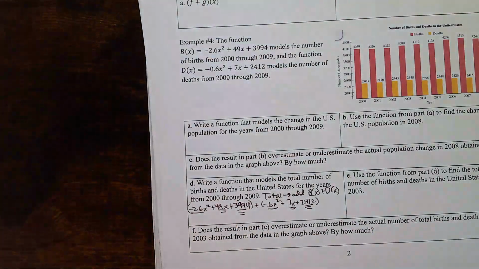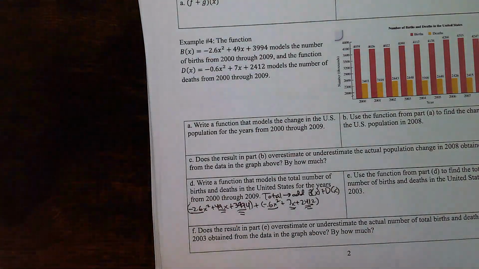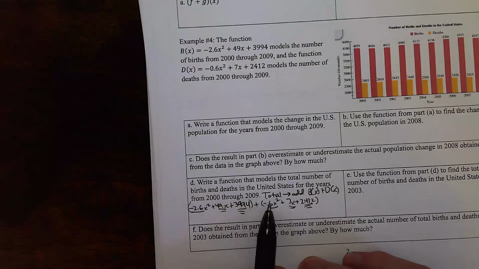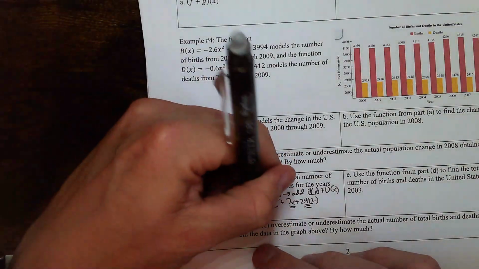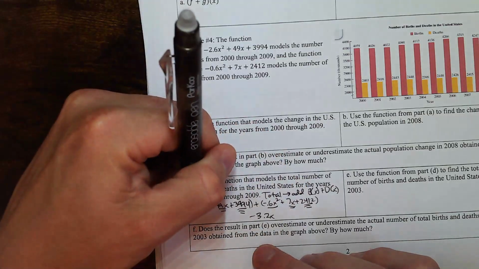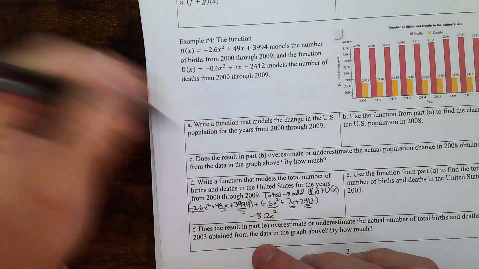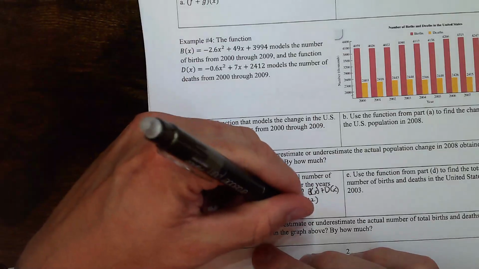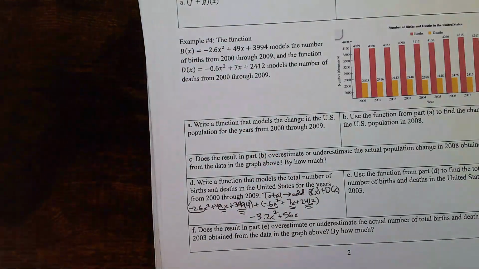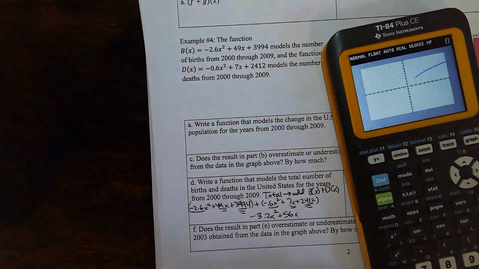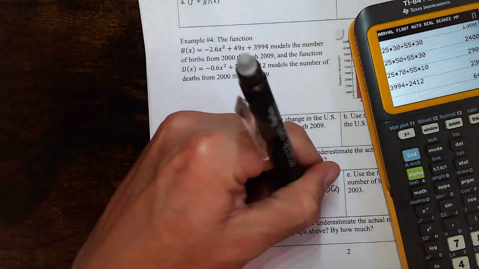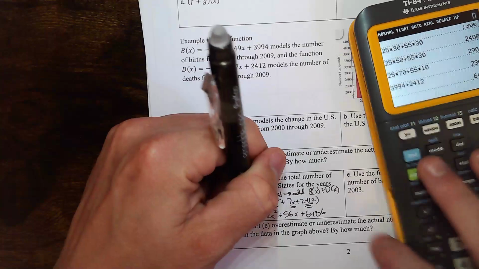And remember, when you're adding, the power of the variables won't change. It's just the coefficients in front of the variables. So negative 2.6x squared plus negative 0.6x squared, that'd be negative 3.2. You're down $2.60, and you lose 60 more cents. So now you'd be down $3.20. 49 plus 7, 56x, and then 3,994 plus, we'll go to the calculator there. 3,994 plus 2,412 is 6,406. So that's my total number.